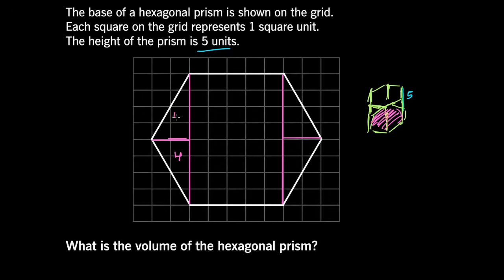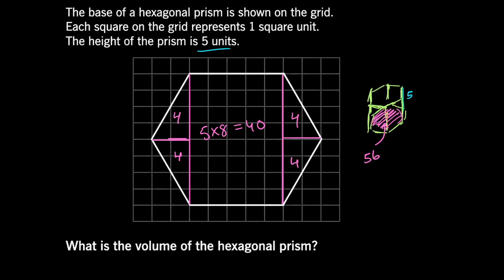By that same logic, this one would also be 4, this one would be 4, this one would be 4, and then this big rectangle right over here, it's 1, 2, 3, 4, 5 by 1, 2, 3, 4, 5, 6, 7, 8. 5 times 8 is equal to 40. And so if we add all of this up, we have 4 4s, that's 16, plus 40, the entire base right over here is going to be 56 square units, 40 plus 16.